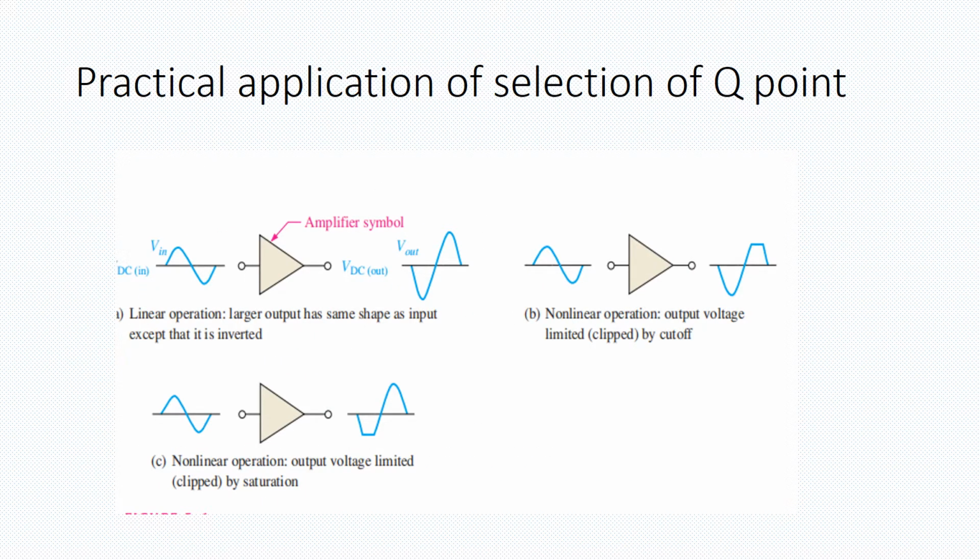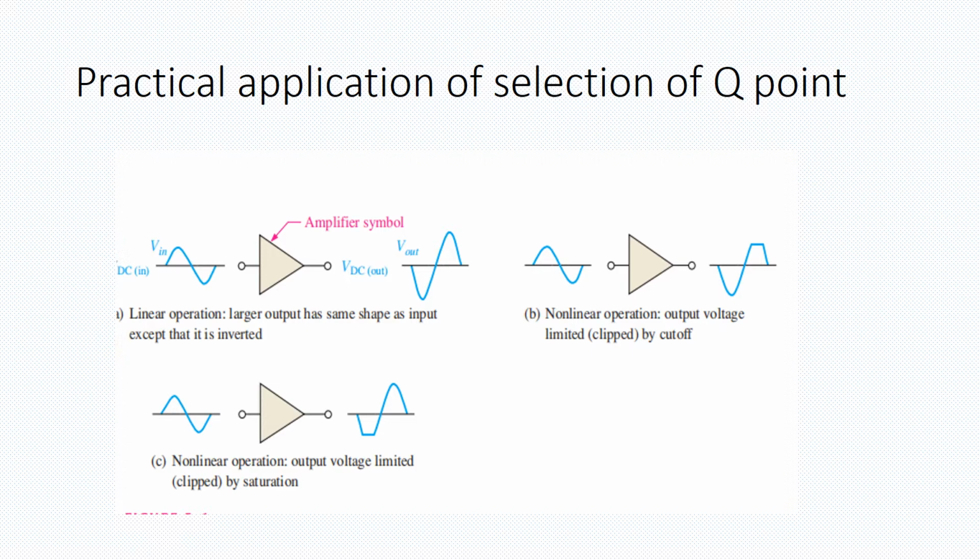Practical applications, the selection of the Q point. If the circuit is working in the linear region, you get an amplified signal with a proper response and phase reversal with reference to the input signal by 90 degrees. If the device is working in the saturation region, you get a clipped signal in the positive half cycle.